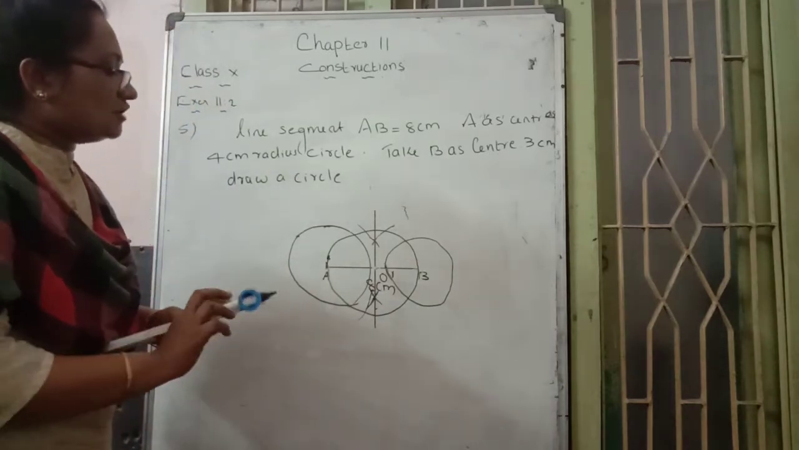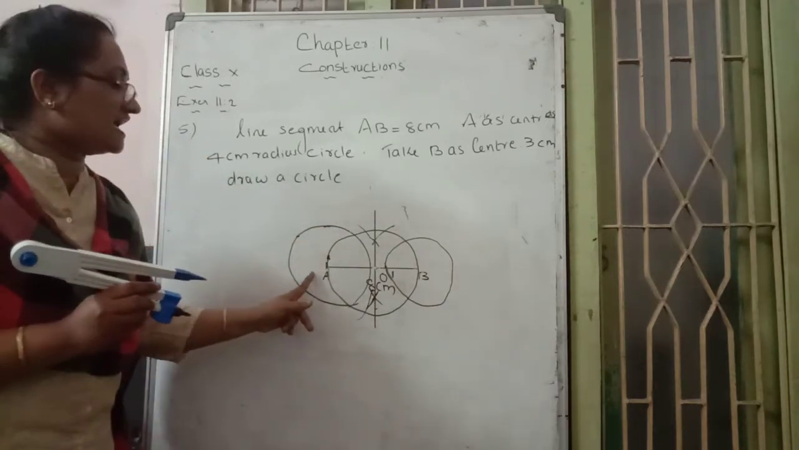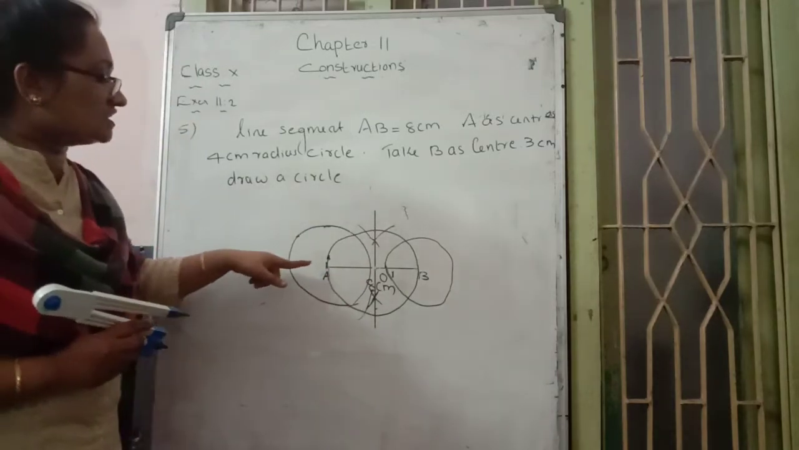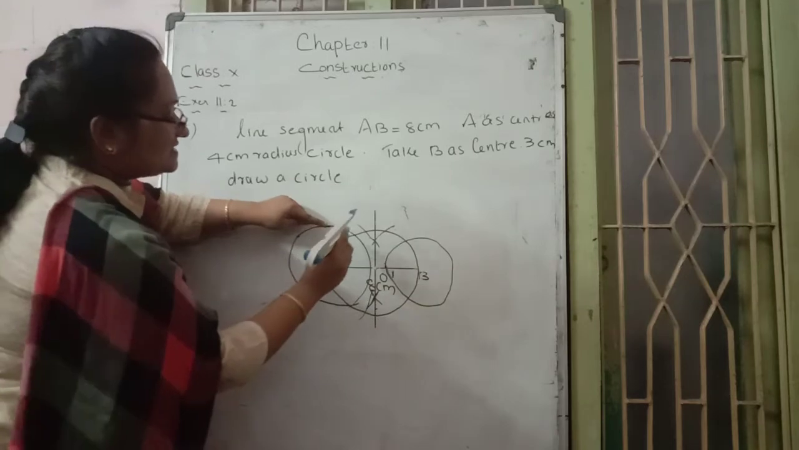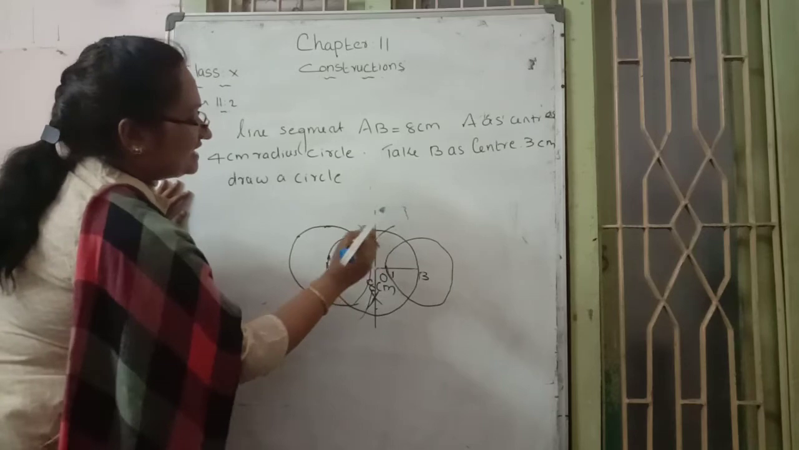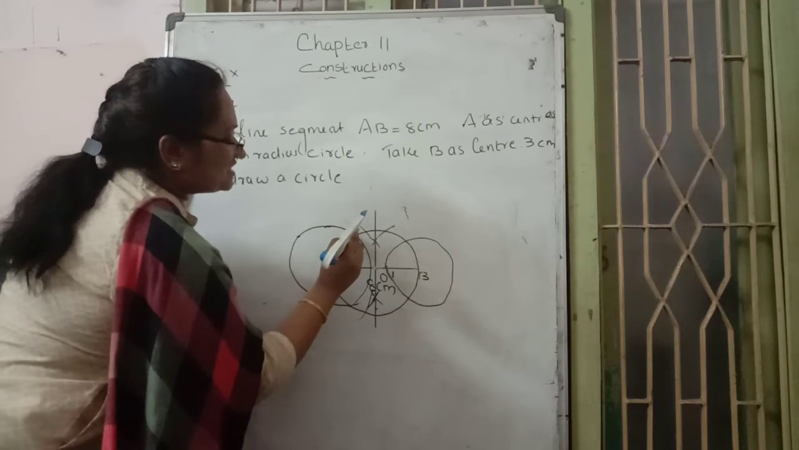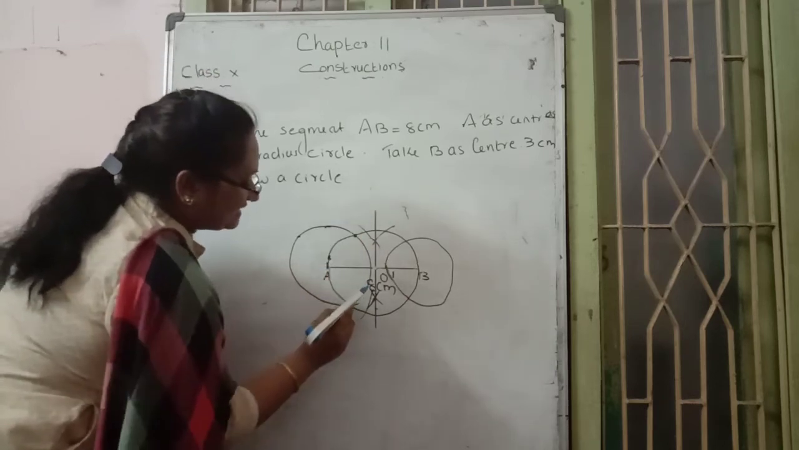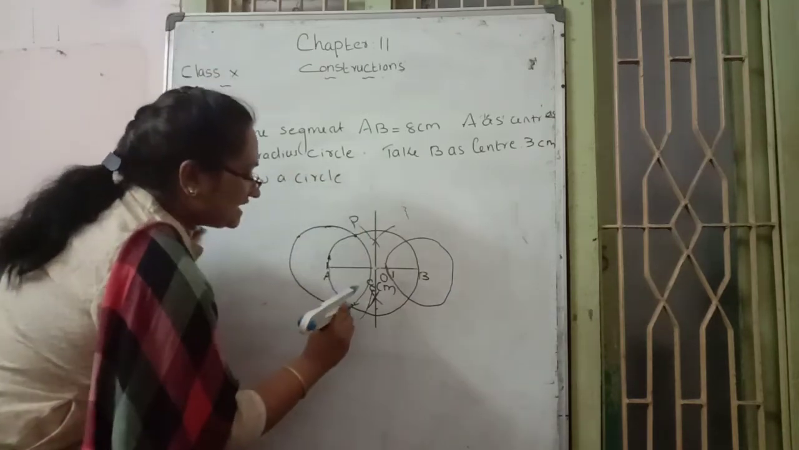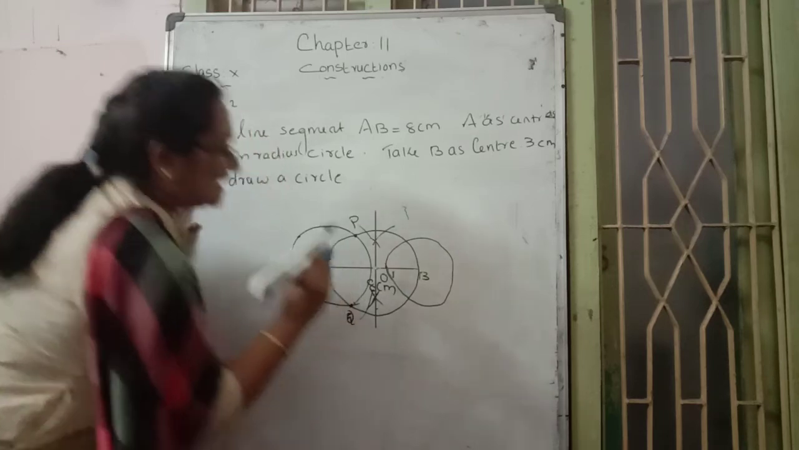Next procedure: how to construct. See, in the left side case, point A is outside of this circle. The first circle, the 4 centimeter circle, and the third circle intersect here and here. We can give any name; I mark them as P and Q.